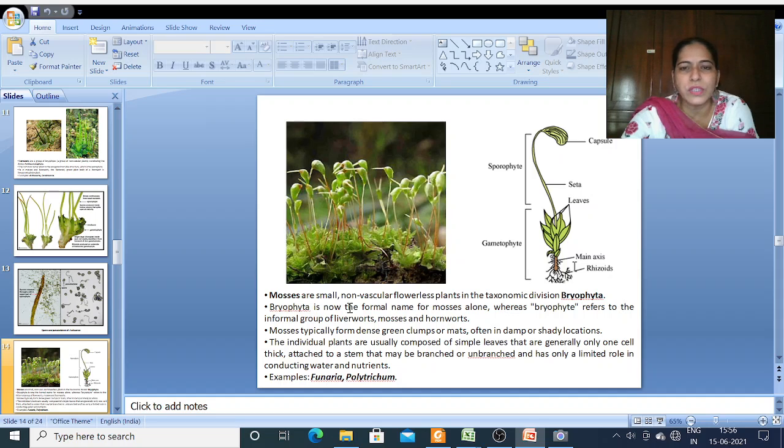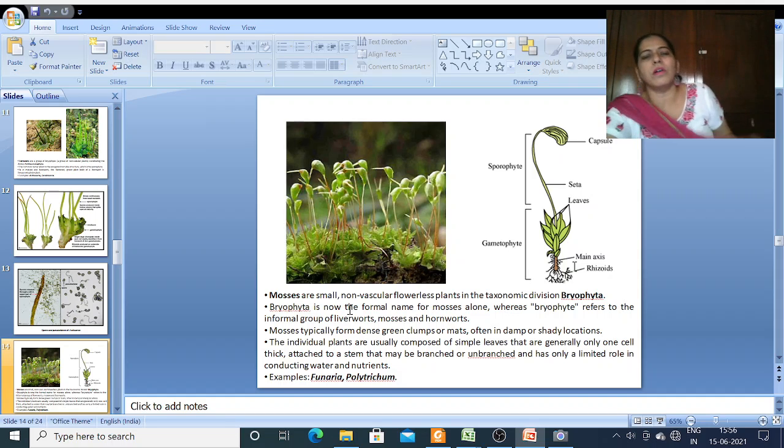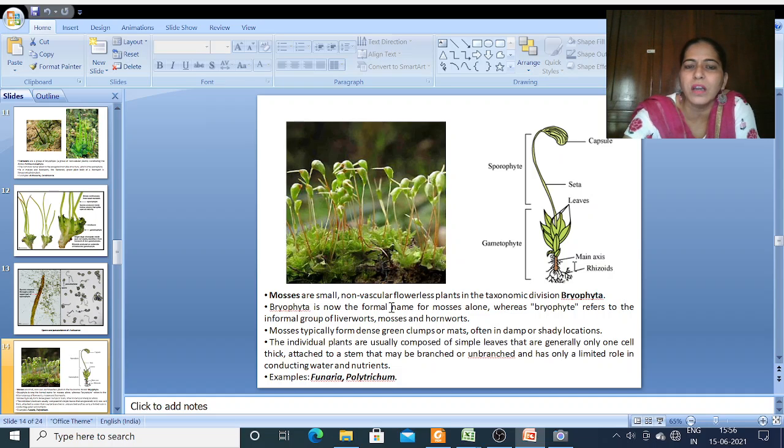Next we have the mosses. Mosses are also called Musci, and they are a small division of the non-vascular flowerless plants, Bryophyta. Mosses form dense green clumps or mats, often in dense and shady locations. Individual plants have a foliose structure. They are not thalloid, and they have simple leaves, generally one cell thick only, attached to the stem.